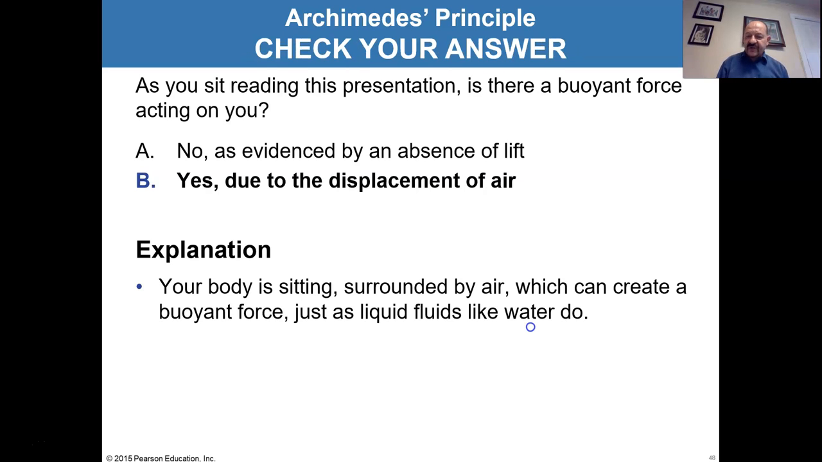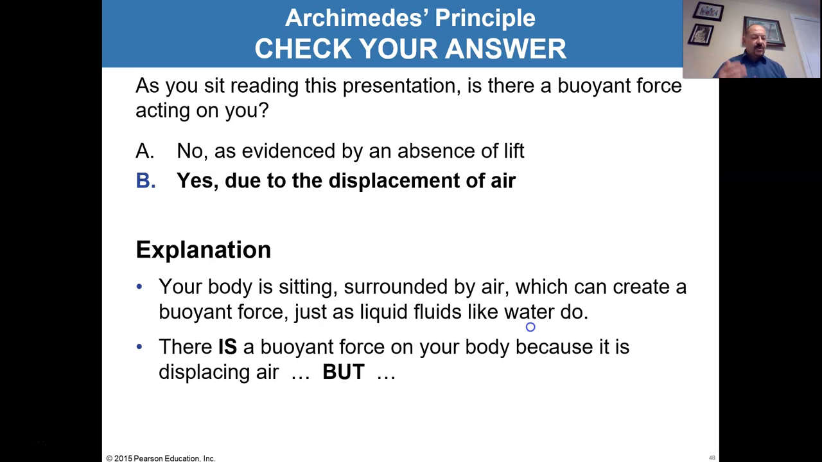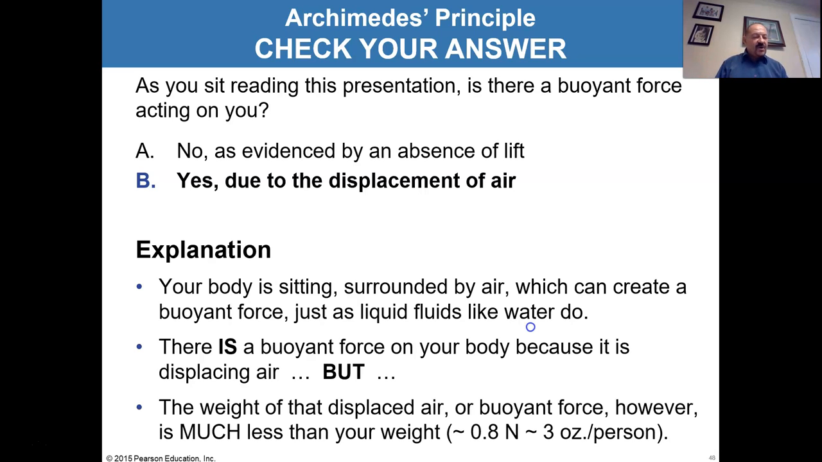Is it much? No, it is not much at all. But you will experience a buoyant force just as if you were in water. It's just much, much smaller. You're displacing a certain weight of air, but air doesn't weigh that much. It doesn't have a high enough density, so you're not displacing a lot of weight of air. It turns out the average person is displacing about 0.8 newtons of air. This works out to about 3 ounces, about 1/6 of a pound. So when you weigh yourself on the scale, you actually weigh 1/6 of a pound more than you think. It's just the air is lifting you up.